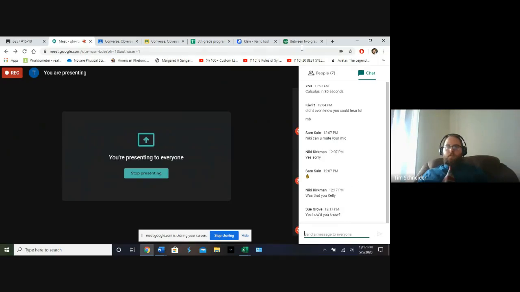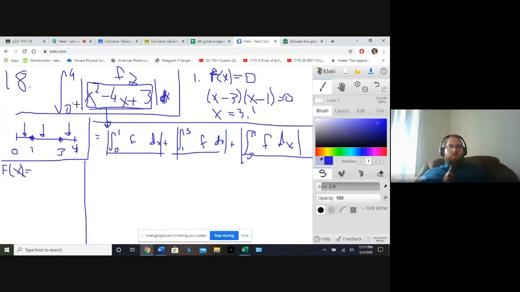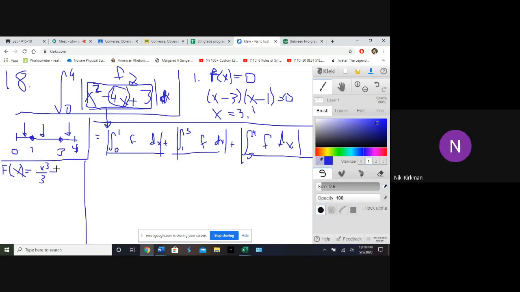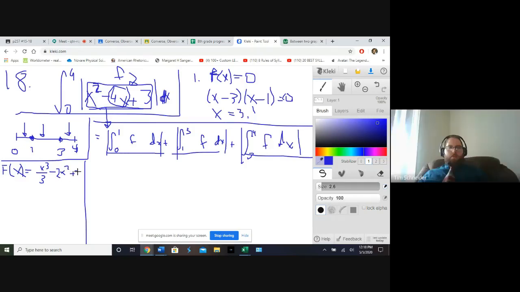Questions? All right, so x squared becomes x cubed over 3, right? Minus, what does this become? Negative 2x squared. Yes. Plus 3x. Okay. So this is the antiderivative of the function. And then let's plug in the different values.